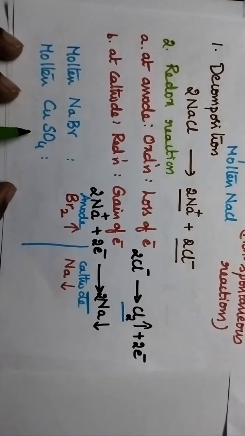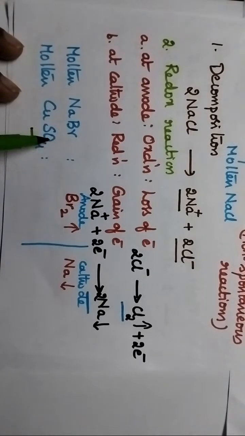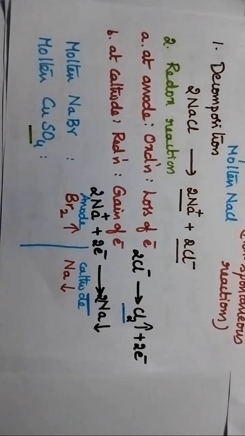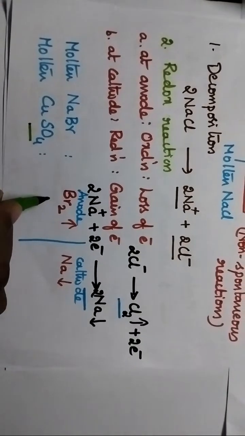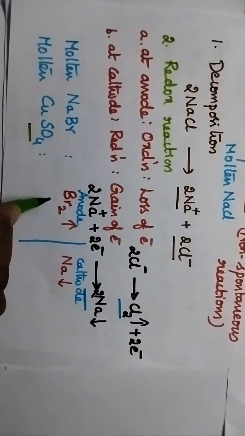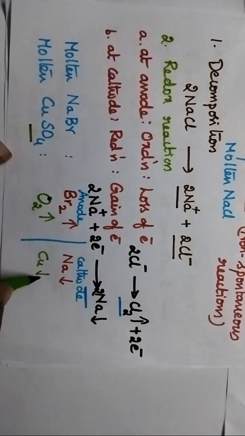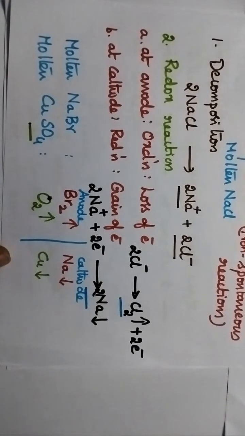Very good. Here I will give a small hint. If the anion consists of oxygen as one of the atoms, undoubtedly it results in the formation of oxygen gas. Very good. So oxygen gas will be liberated at the anode and copper will be deposited at the cathode. So this is about the electrolysis of molten or fused electrolytic solutions.